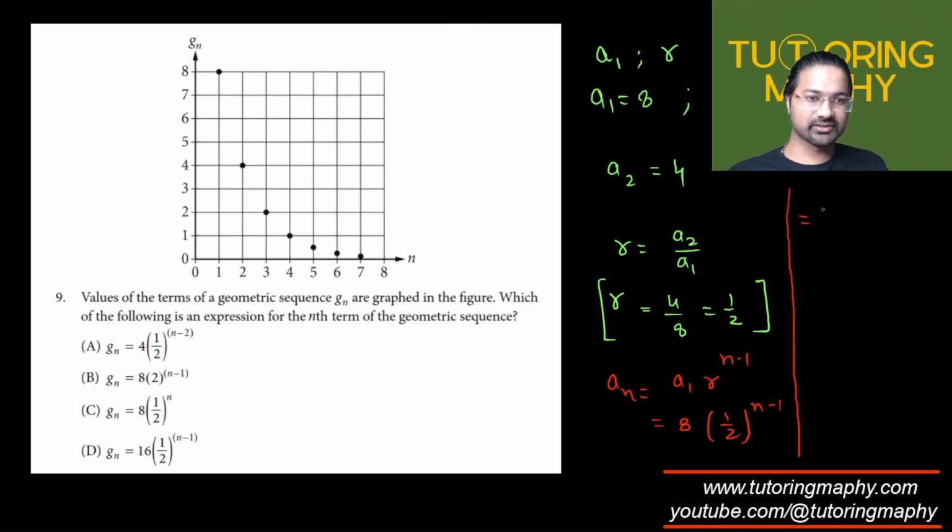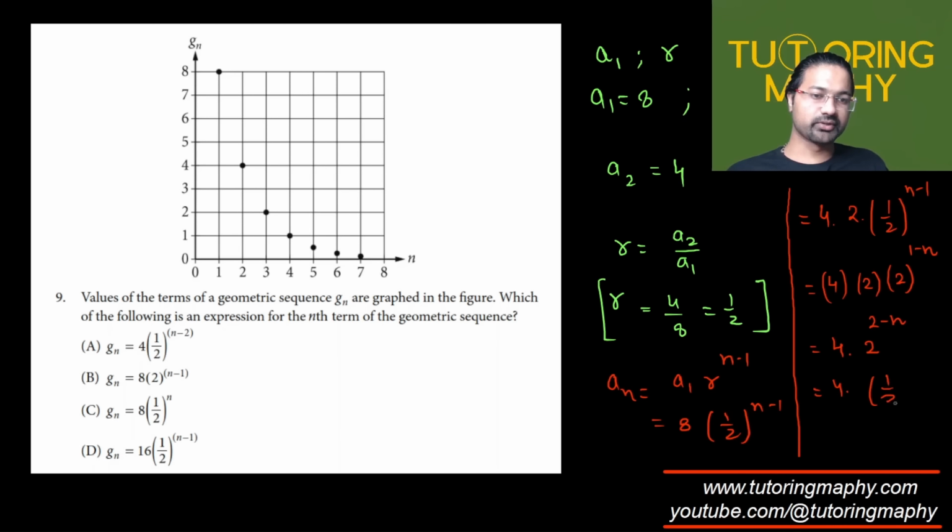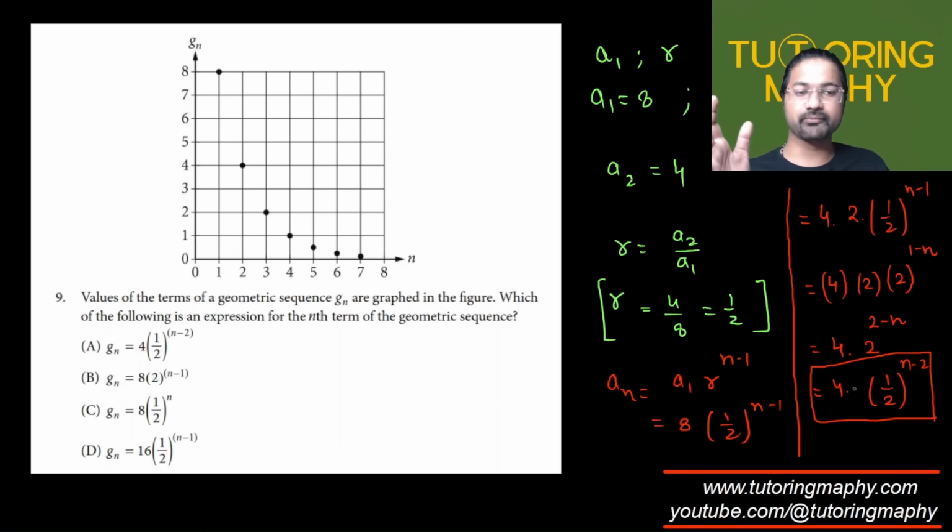8 can be written as 4 times 2. So it will be 4 times 2 times 1 over 2 raised to n minus 1, which can be written as 4 times 2 times 2 raised to 1 minus n, just powers are swapped. This will become 4 times 2 raised to 2 minus n, because the powers are being added now. And this can now be written as 1 over 2 raised to n minus 2, because as per the rules of exponents, we take the reciprocal of it, and the power is just negative now.